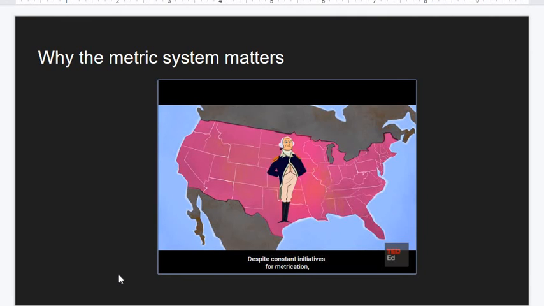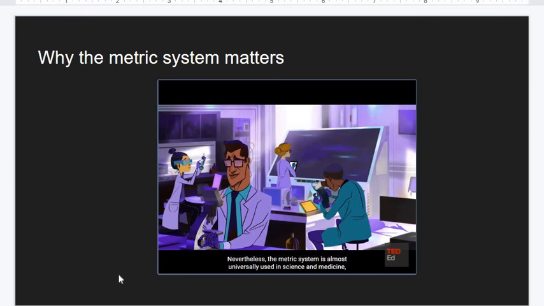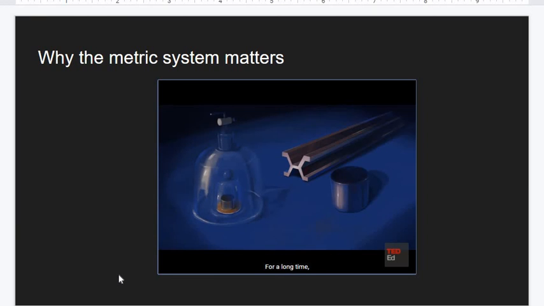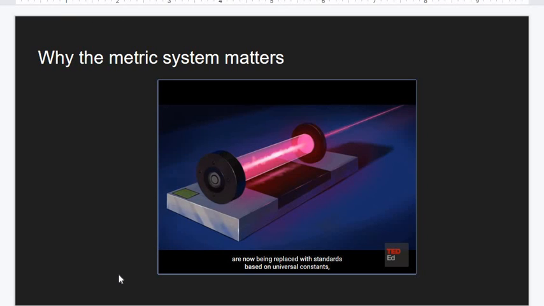Despite constant initiatives for metrication, many Americans consider units like feet and pounds more intuitive. And ironically, some regard the once revolutionary metric system as a symbol of global conformity. Nevertheless, the metric system is almost universally used in science and medicine, and it continues to evolve according to its original principles. For a long time, standard units were actually defined by carefully maintained physical prototypes. But thanks to improving technology and precision, these objects with limited access and unreliable longevity are now being replaced with standards based on universal constants, like the speed of light.